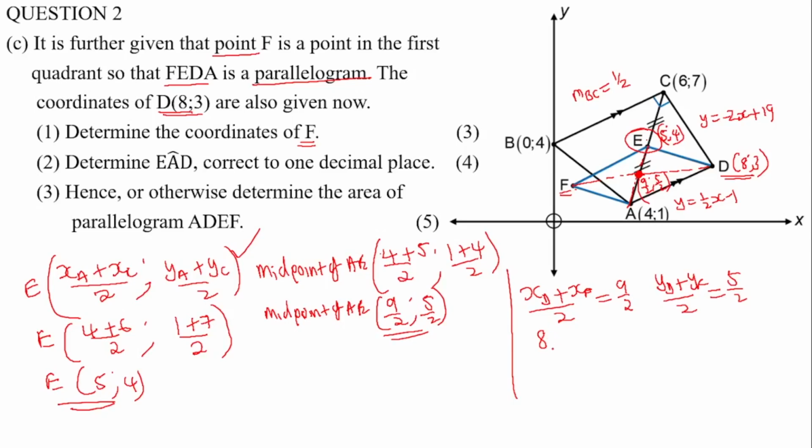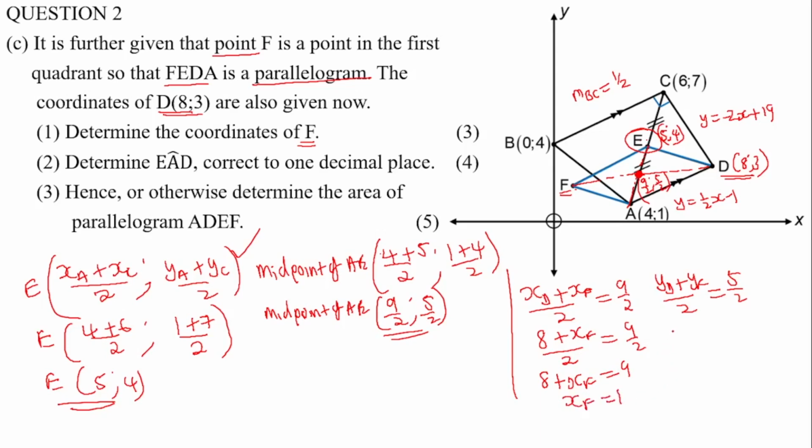Right, X at D is 8, and then plus X at F over 2 is equal to 9/2. Alright, and then we can multiply by 2 on both sides of the equation, so it becomes 8 plus X at F is equal to 9. And then we can subtract 8 from both sides of the equation. X at F is equal to 1.